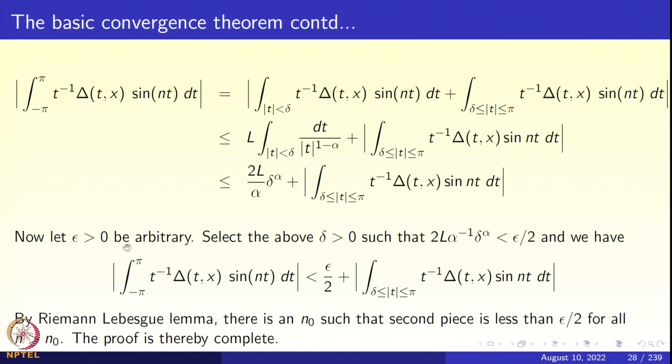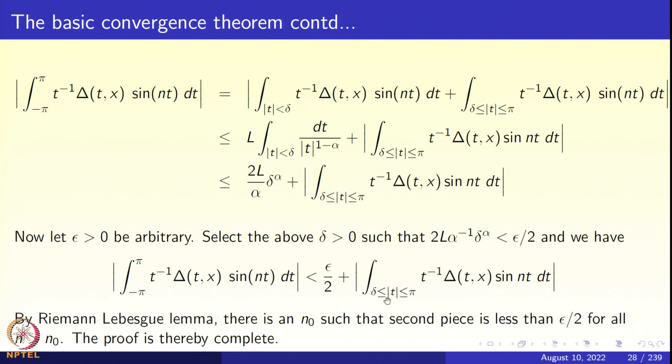Now let epsilon greater than 0 be arbitrary. Select the delta so small that 2L upon alpha delta to the power alpha is less than epsilon by 2. So the first piece here is already less than epsilon by 2. Now we need to worry about the second piece.